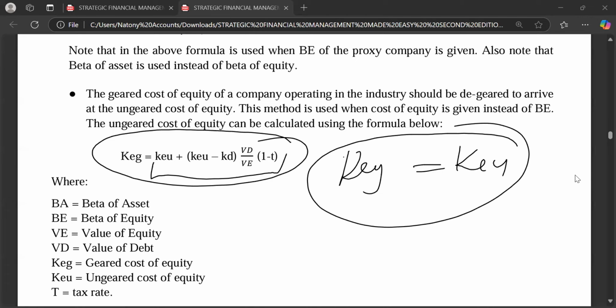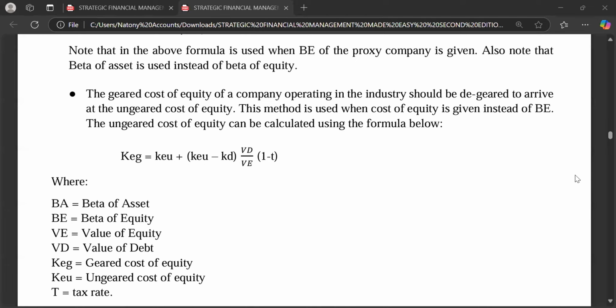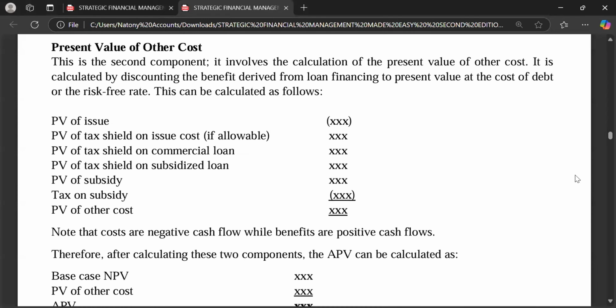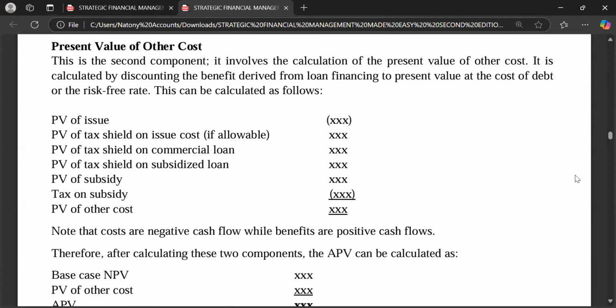Finally, let's look at the PV of other costs. So what constitutes other costs? Here you are separating the equity finance and the debt finance. Under the traditional project evaluation, the cost of debt and the cost of equity is put together in a basket, and you use it to calculate your weighted average cost of capital. But here, the effect of the debt financing is separated. So the PV of other costs, or the financing side effects, these are basically what you'll be seeing.